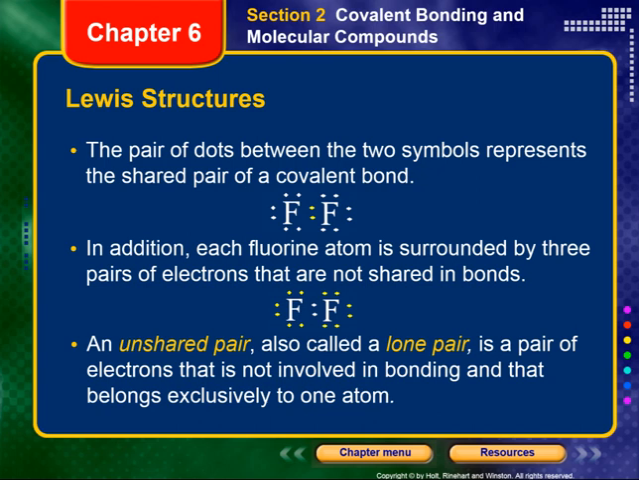An unshared pair, also known as a lone pair, in class I use the term lone pair a lot more, is a pair of electrons that is not involved in bonding and that belongs exclusively to one atom. This pair of electrons right here belongs only to this fluorine, not to its partner. These 2 electrons are not part of the bond.